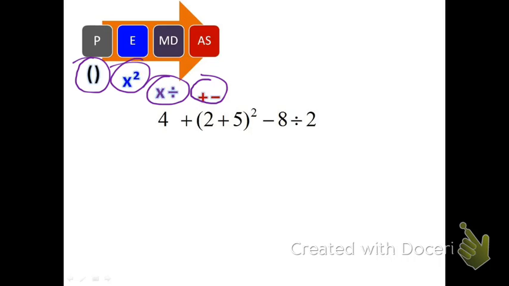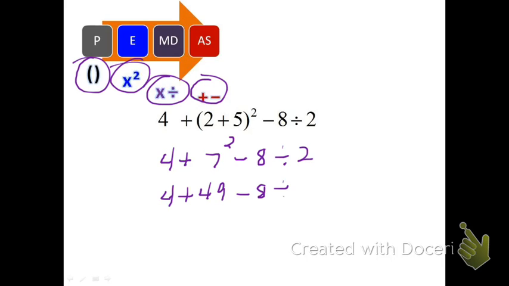So, looking at our problem, we do have a set of parentheses here, so we need to go inside there first. So we have 4 plus 2 plus 5 is 7, and that's still 7 squared. Take away 8 divided by 2. All right, next we have our exponent, so I need to do the 7 squared, so I have 4 plus 49, take away 8 divided by 2.